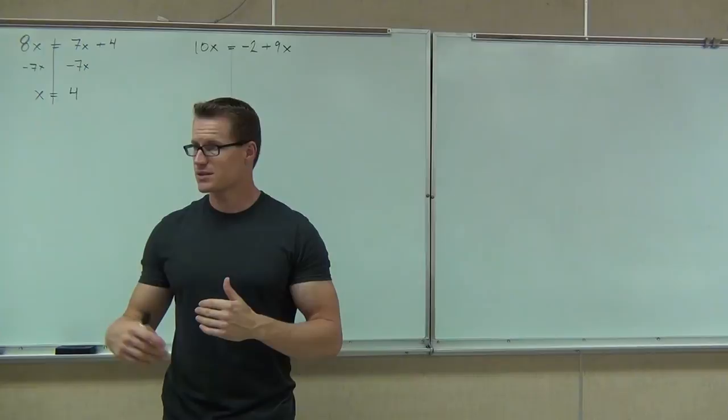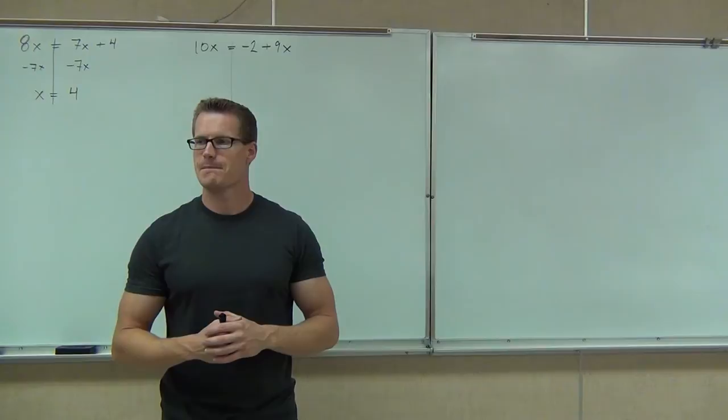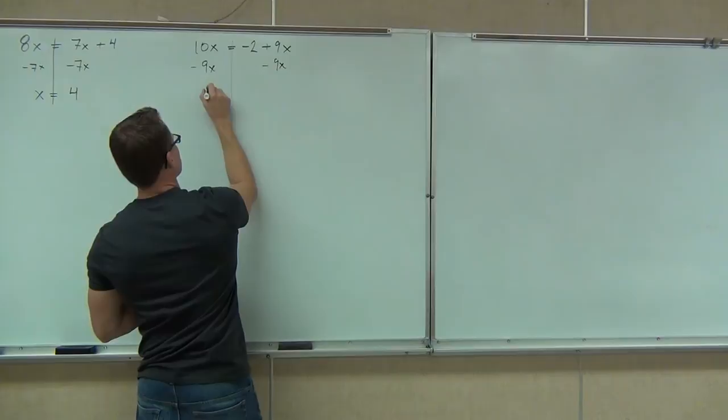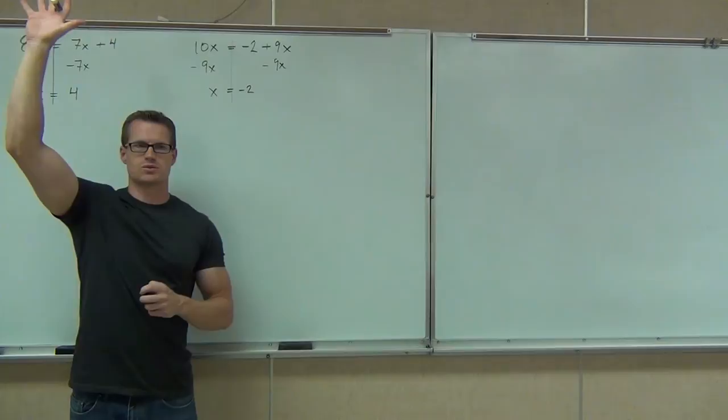What's the smaller variable here? 9x. How are you going to get rid of 9x? Sure. We subtract from both sides. We'll get x equals negative 2. That's our final answer. How many people got x equals negative 2? Good, good, good.